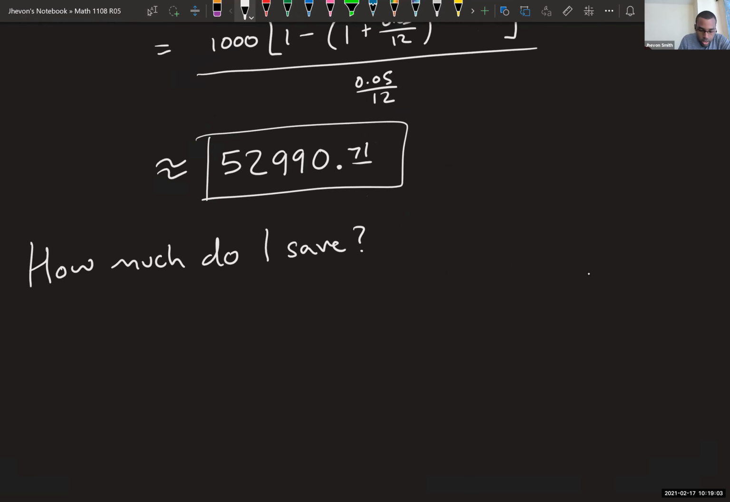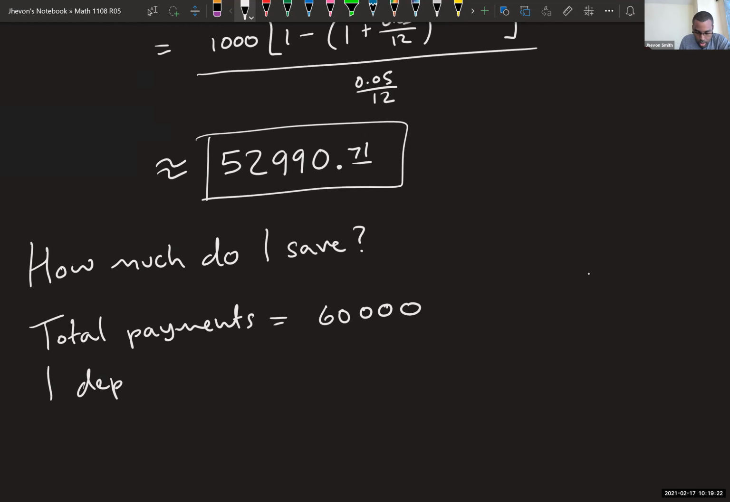How much do I save? Well, the total payments is going to be what? Well, it's $1,000 per month for 5 years. 5 years is 60 months. So it means the total payments are going to add up to $60,000 over that 5-year period. And I deposit $52,990. And again, remember, you might not have that 53,000 right now. So the idea is what you would do is you'd first set up a sinking fund to save up to that much. But you know that once you hit that mark, you can stop saving because you'll have enough.